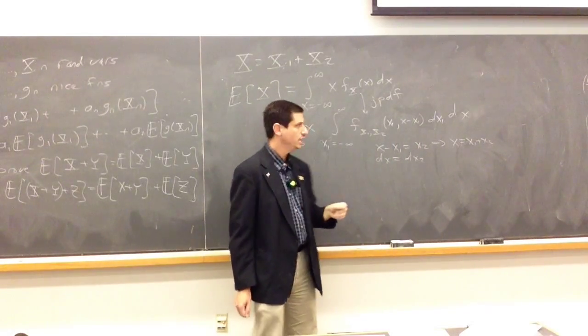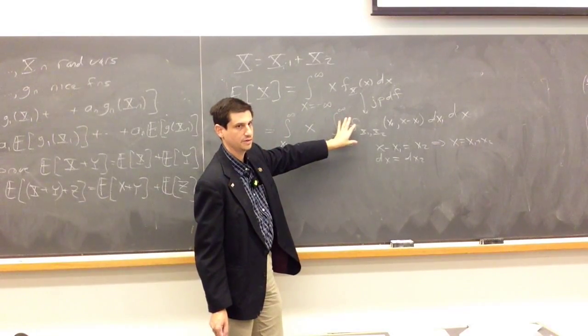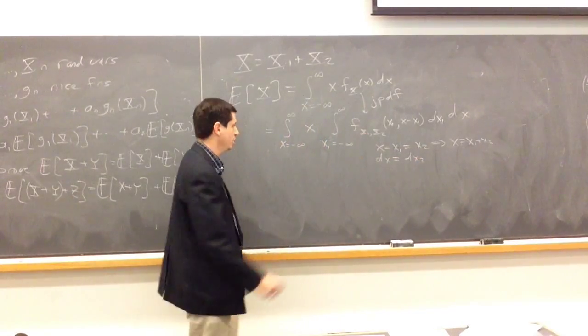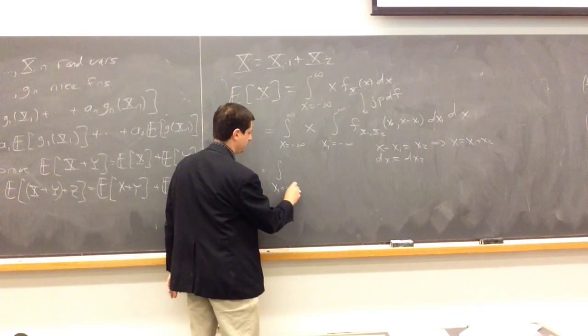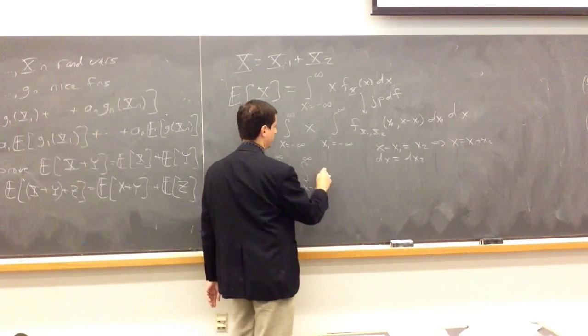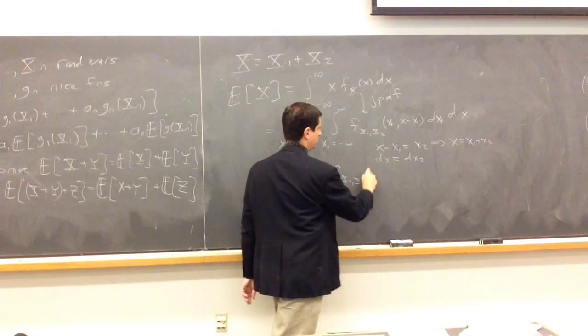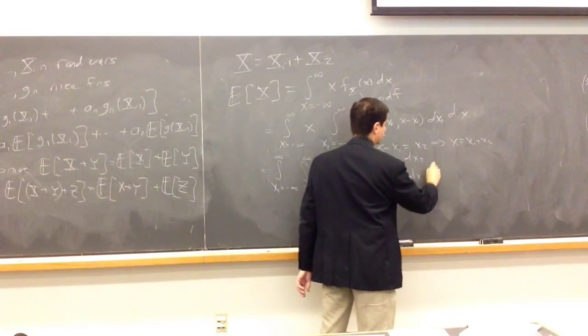So you've got to be careful. If at this point I've integrated out x1, x1 is gone. And now in terms of writing x minus x1 equals x2, x1's been integrated out. So I want to switch orders first. So it's the integral x1 goes from minus infinity to infinity, the integral x goes from minus infinity to infinity of x, f(x1, x2)(x1, x minus x1) dx dx1.